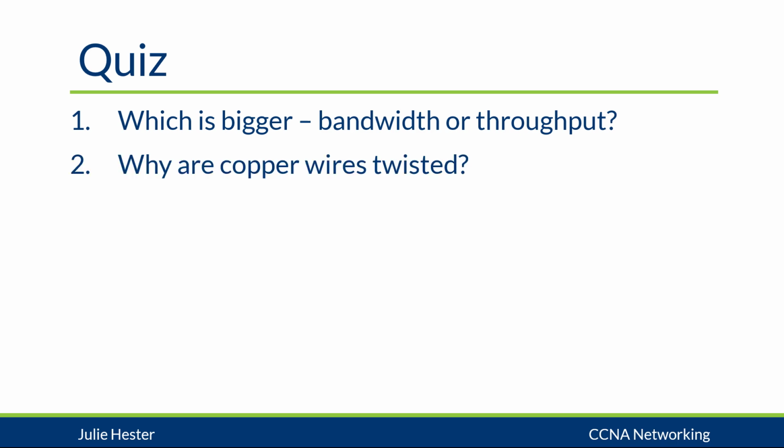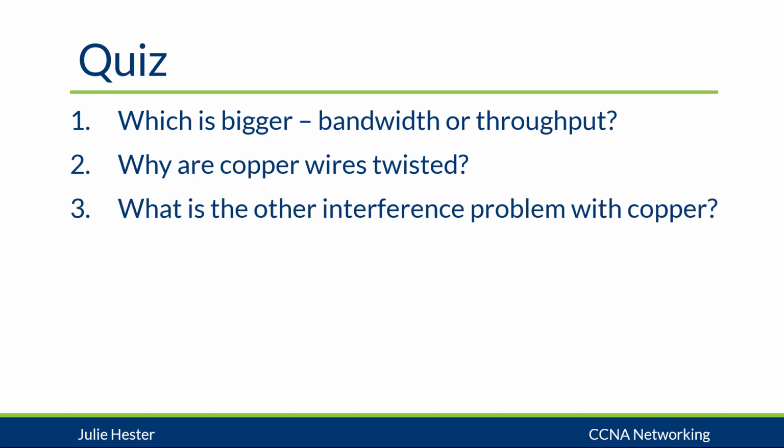Then we discussed twisting pairs of copper wires inside a copper Ethernet cable. So why did we decide to twist those copper wires? The answer is we are trying to minimize a type of interference called crosstalk. And while we're discussing interference, what is the other interference problem that we sometimes see with copper? That's going to be EMI. That interference comes from outside devices.